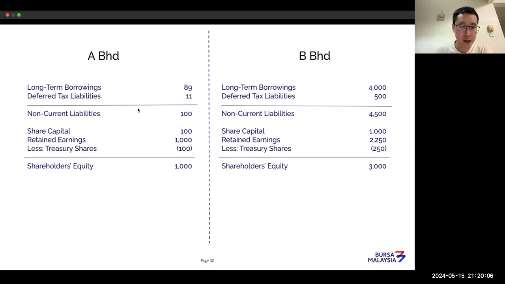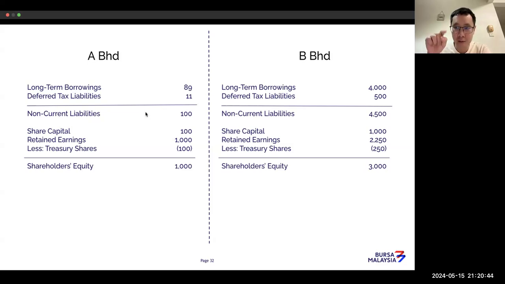So you take non-current liability, which for A Berhad is 100. You divide by shareholders' equity, which is 1,000. 100 divided by 1,000 times 100%. So you should get 10% in terms of gearing ratio. That's for A Berhad. Now let's look at B Berhad. B Berhad has non-current liabilities of 4,500 and shareholders' equity of 3,000. So guys, type in the chat box, what percentage are you going to get for the gearing ratio of B Berhad?